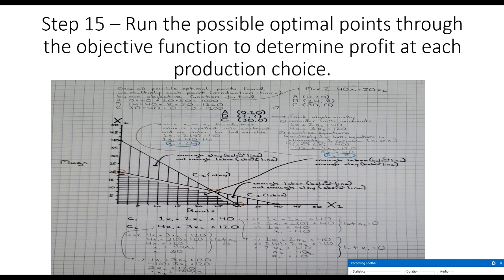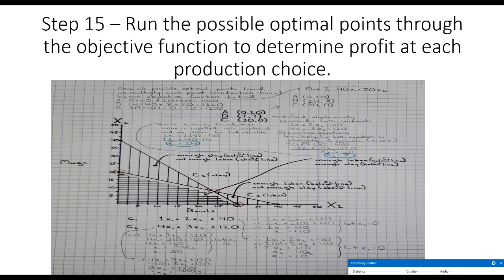and we see our best possible choice is production choice B. Manufacturing 24 bowls and 8 mugs. If we pursue that course of action, we get $1,360 in profit. That is our optimal choice. Optimal production choice. That is how much we should produce of each product in order to maximize our profit.